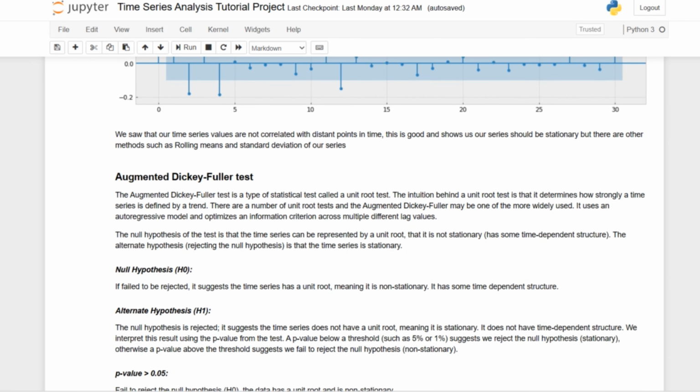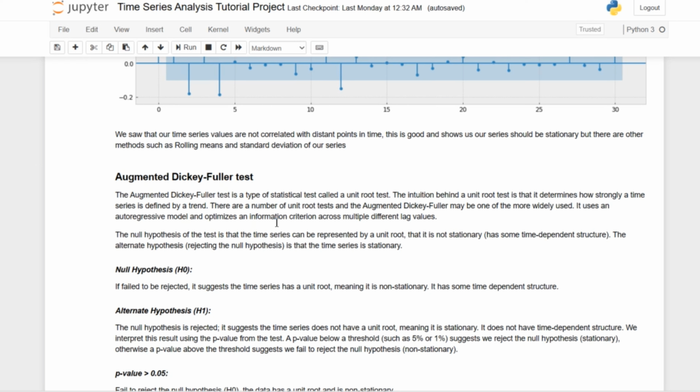And another famously or commonly used test is the Augmented Dickey-Fuller test. This test is a statistical test used to identify if your data set is stationary or non-stationary.